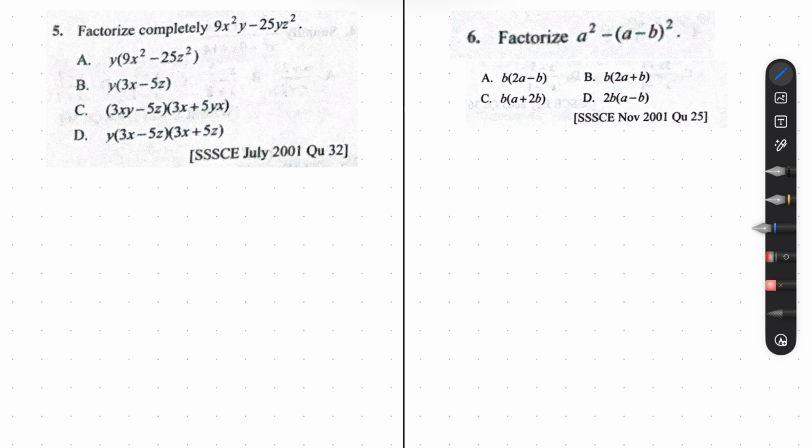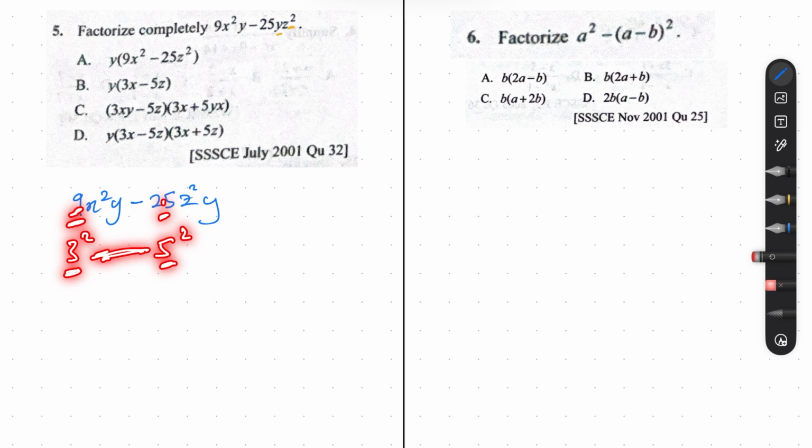So we have 9x squared y minus 25. Let's write the z before the y, so we have z squared y. Now we can clearly see that we have 9x squared and 25z squared. We can change this 9 to 3 squared and this 25 to 5 squared, because 5 squared is 25 and 3 squared is 9, so that you can have a difference of two squares.